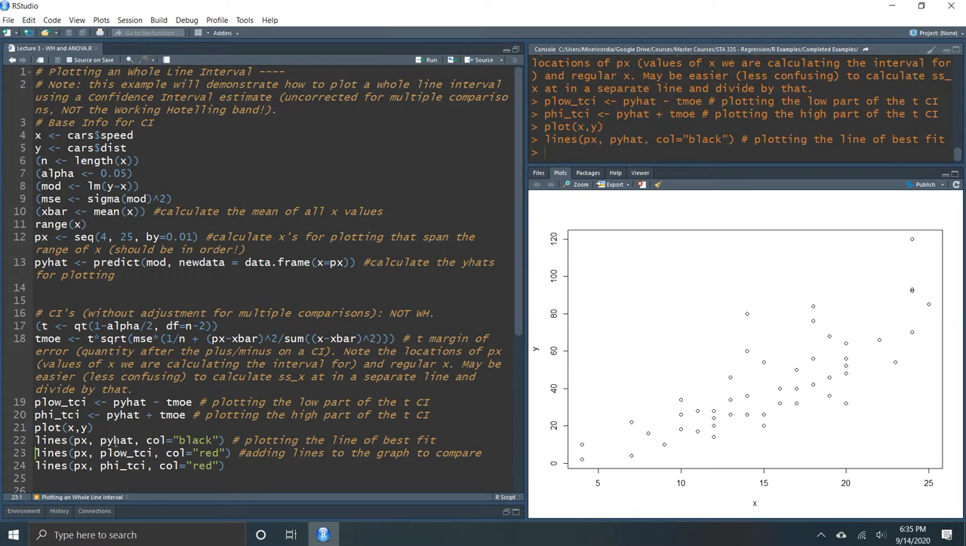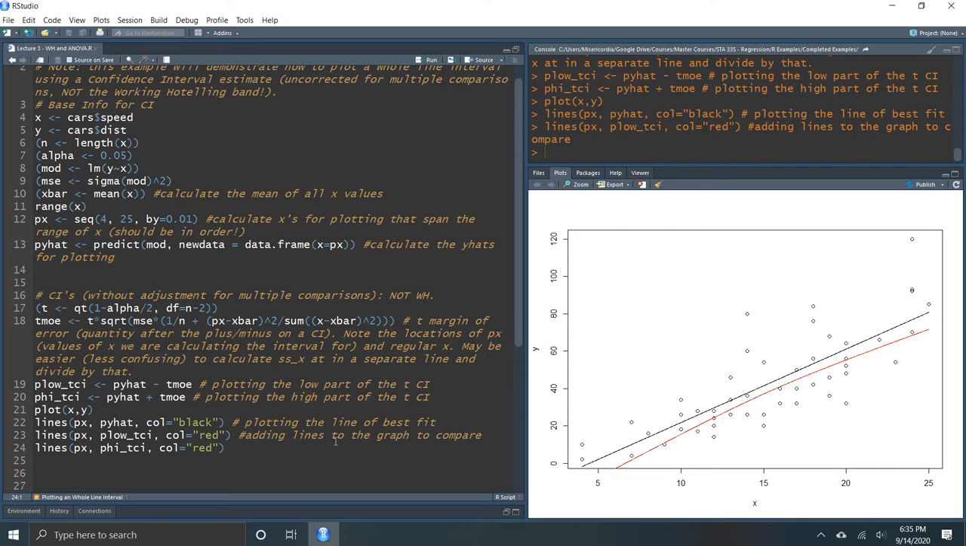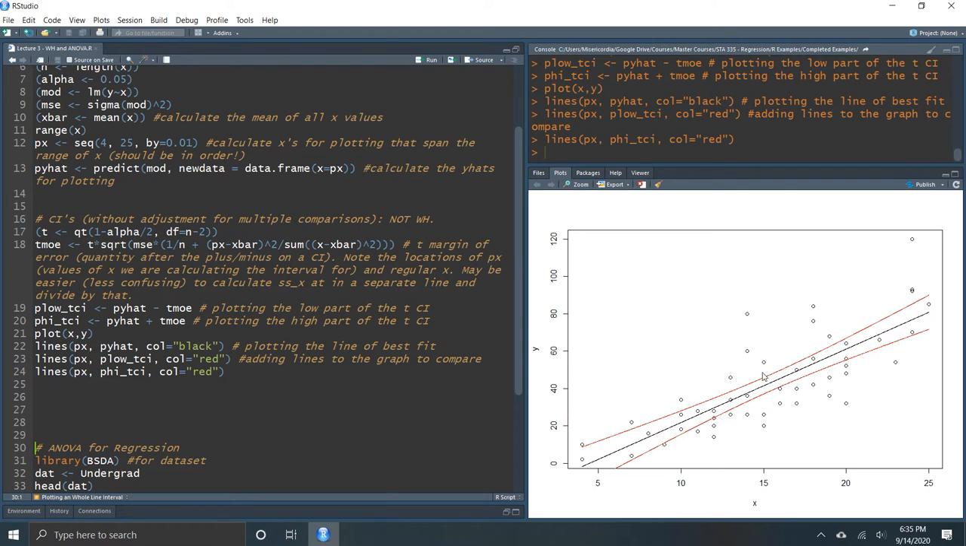So these are the plotting x's and then the predicted y hats for each of those plots. So I can add that onto this graph. Then I can add the low confidence interval value, and then the upper confidence interval value. And again, you see it kind of curves in the middle.